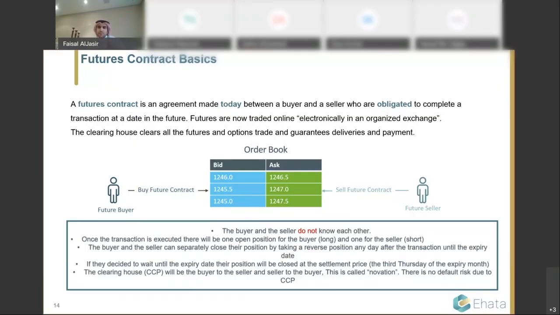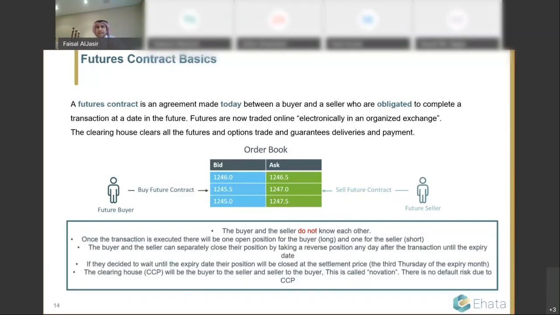If a trader has decided to wait until the expiry date, the position will be closed at the settlement price. The settlement price is mainly set on the Thursday of the expiry month. So we will have expiry months, let's say October, November, December. It comes as the third Thursday.